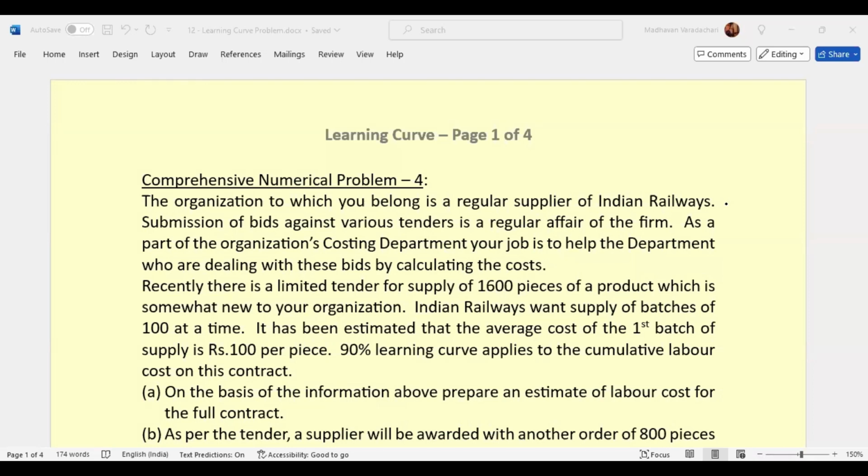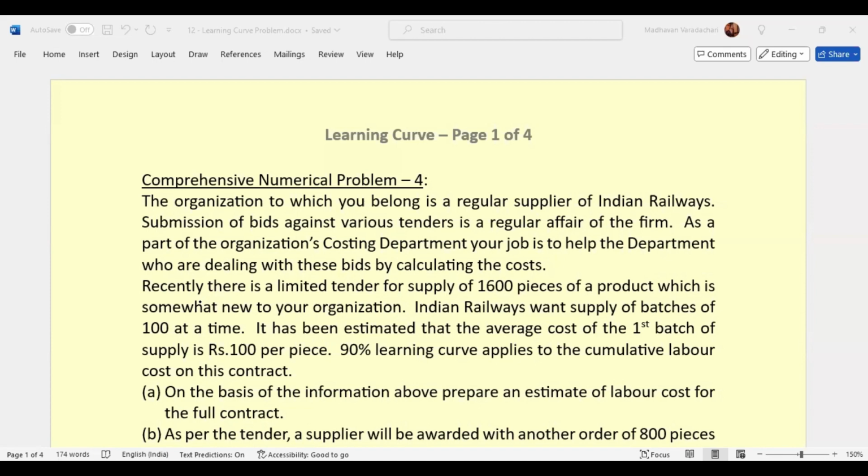Hello everyone. This is in continuation to our topic learning curve. This is comprehensive numerical problem number 4. The organization to which you belong is a regular supplier of Indian Railways. Submission of bids against various tenders is a regular affair of the firm. As a part of the organization's costing department, your job is to help the department who are dealing with these bids by calculating the cost.